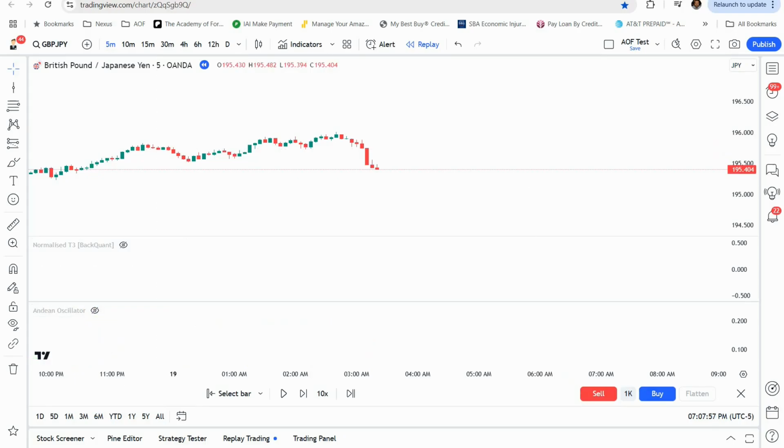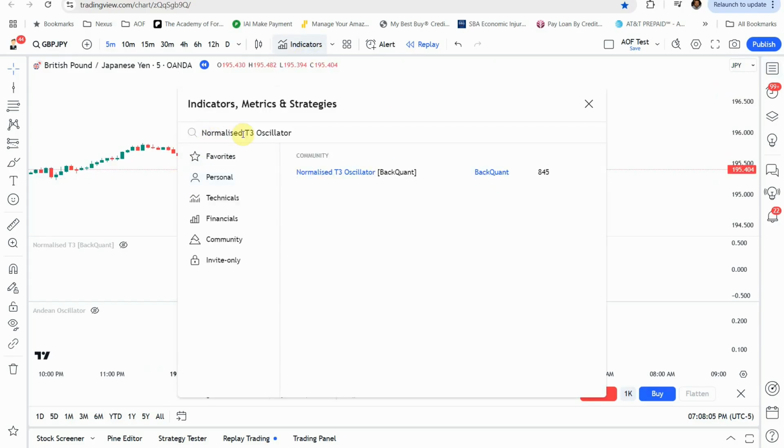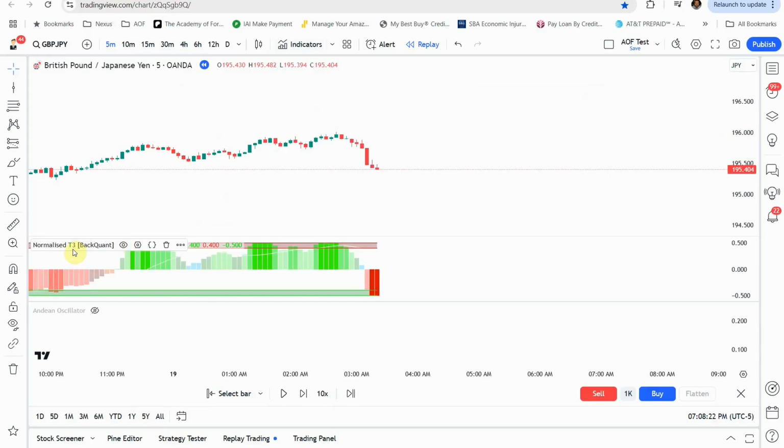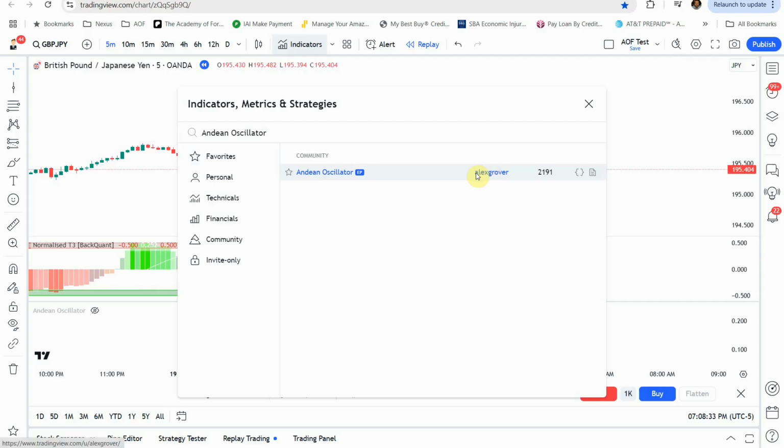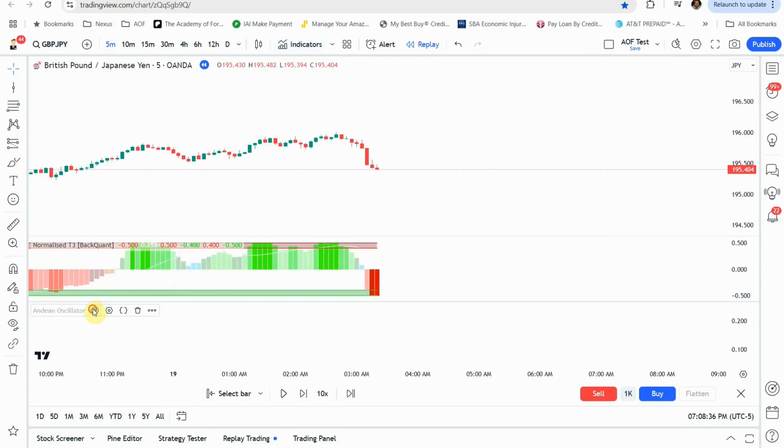So what we'll do is just hide the two indicators we have on screen now. The first indicator we are going to add to the screen is the normalized T3 oscillator. This one right here. Note, make sure that when you type it in, you're spelling it exactly how it is spelled here. Go ahead and add that to the screen, and we'll leave this on the default settings. The next indicator you will add to the screen is the Andean oscillator. It's going to be this one right here. Go ahead and click on that and add it to the screen.